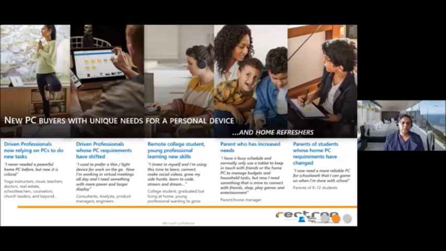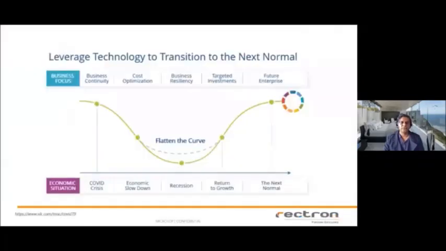So I think there's some new opportunities that come out of that, and really I think this is perhaps the one slide that I picked up. I thought it would be very, very important for us to share with you. If you look at the top line of it, it's a business focus, right? I think a lot of businesses are challenged on continuity, cost optimization, and then they look for resiliency, target investments, and hopefully get into a future enterprise mode. But the economic situation at the bottom weighs that graph considerably.